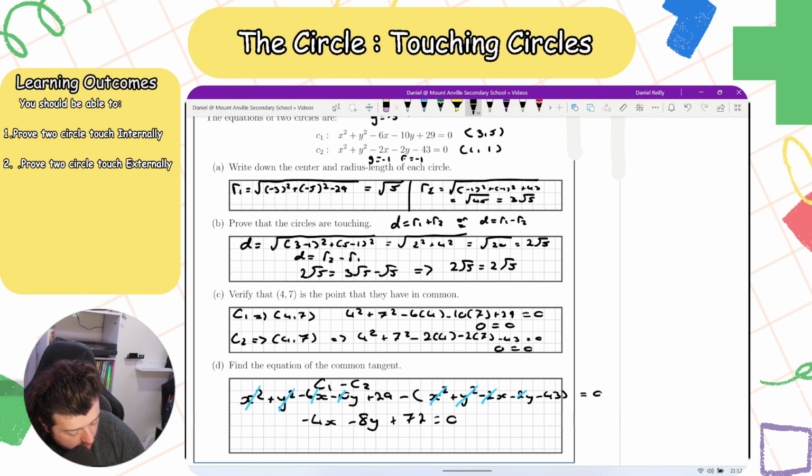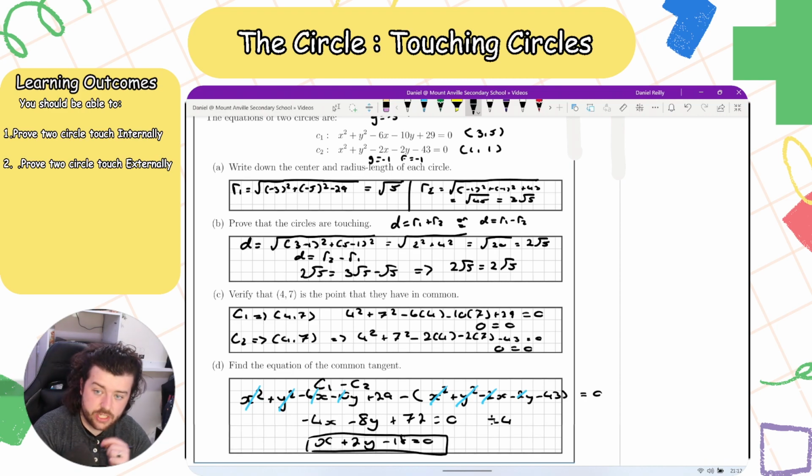And I notice here I can divide across by 4. So I'm going to divide across by minus 4. So it's going to be x plus 2y minus 18 equals 0. That is the equation of the common tangent there.